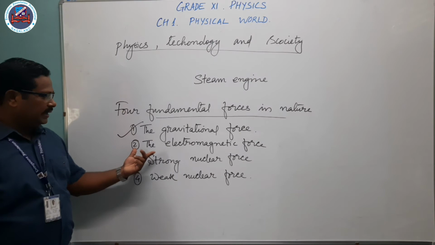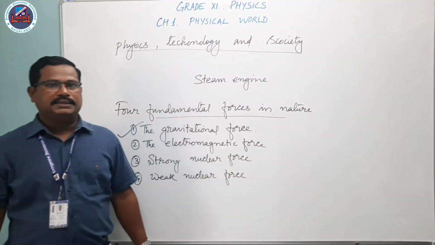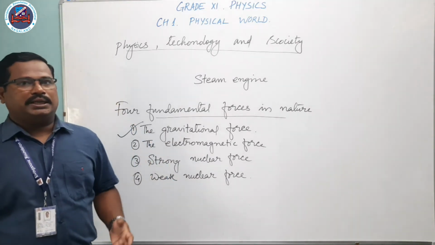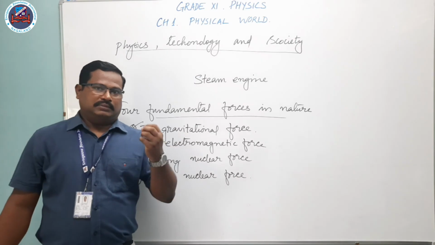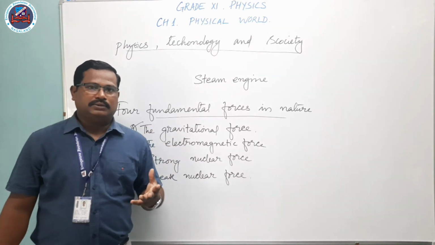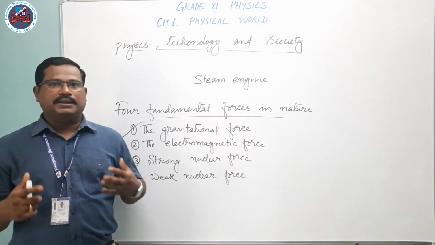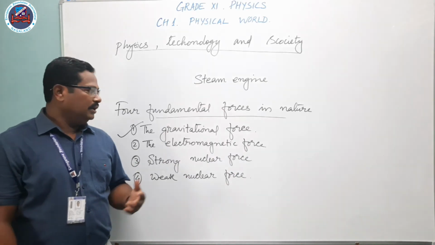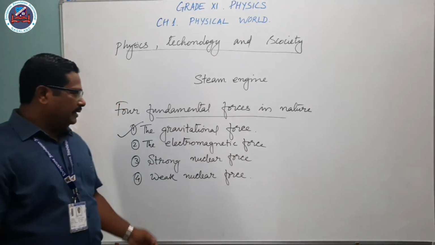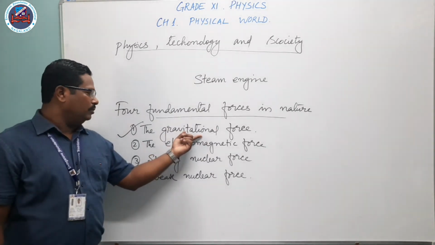The second one is the electromagnetic force. This force arises due to the attraction and repulsion between two charged bodies. When like charges are brought near each other, they repel, and when unlike charges are brought near each other, they attract. That force of attraction or repulsion between charged bodies comes under the electromagnetic force. The electromagnetic force is much stronger than the gravitational force.